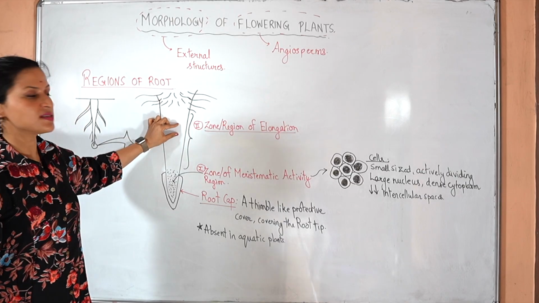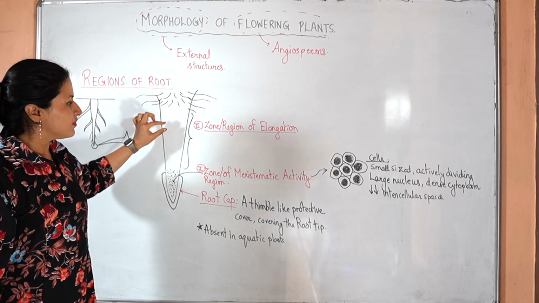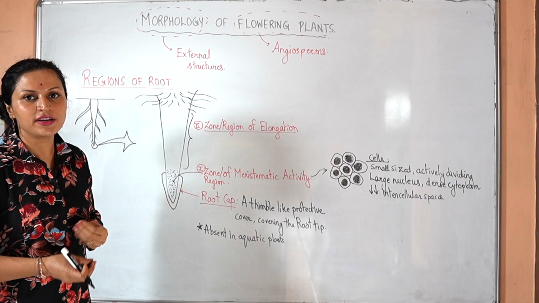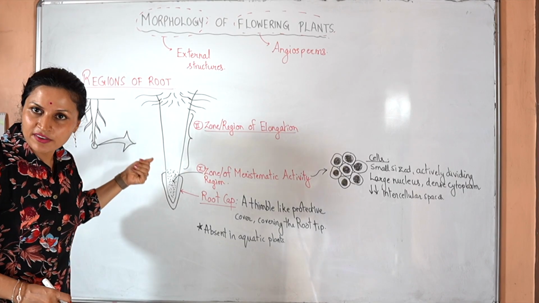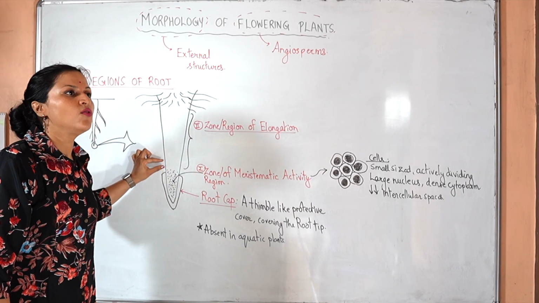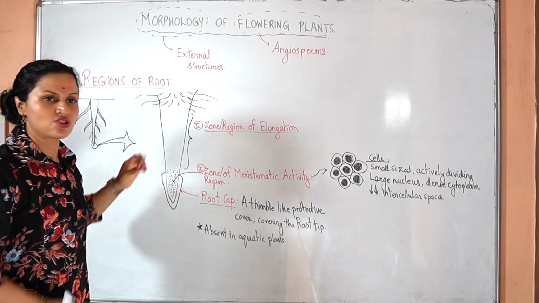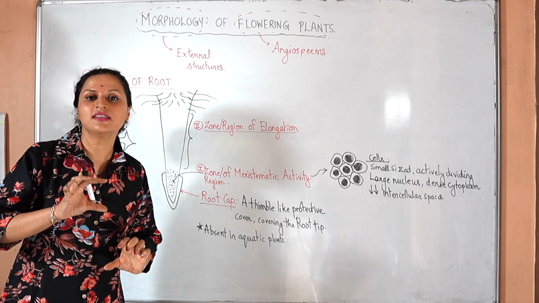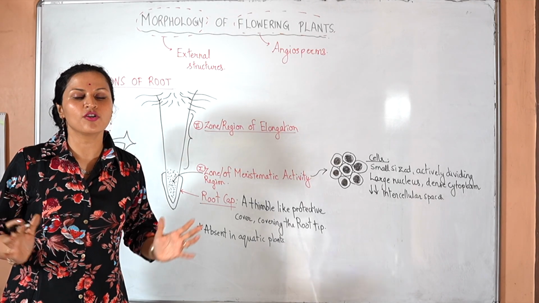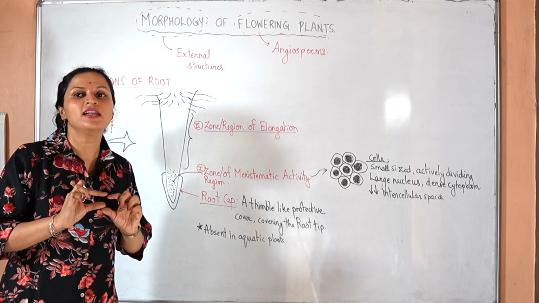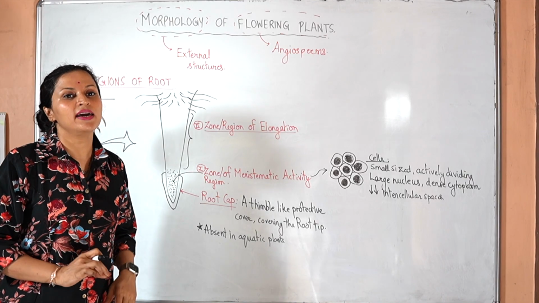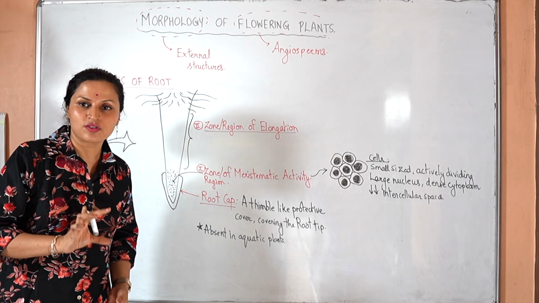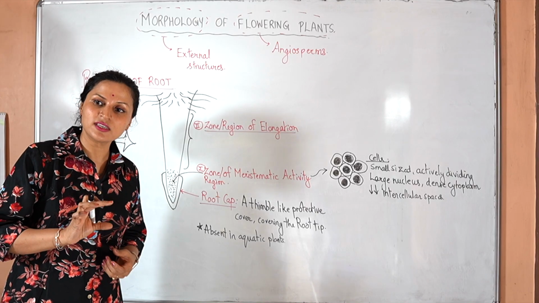The cells that are present in the zone of elongation are not undergoing division. The cells have already divided. Now these cells will only undergo elongation. They will only elongate in size. They will acquire a lot of fluid inside them and elongate, thereby increasing the length of the root.